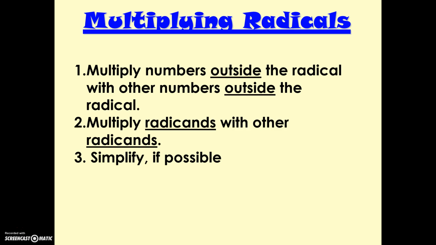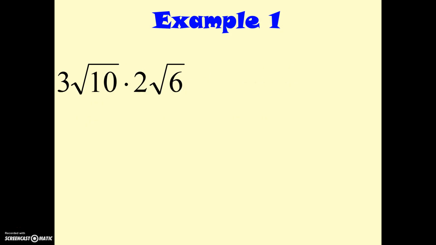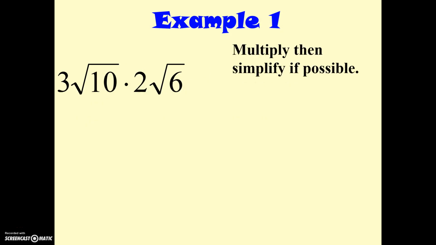So basically, if it's anything outside the radical, you multiply that together in both terms. And if it's stuff that's inside the radical or under the radical, the radicands, you multiply those together. And then at the end, you always want to simplify if possible. So a few examples we're going to look at here. First, you're going to multiply, then simplify if possible.